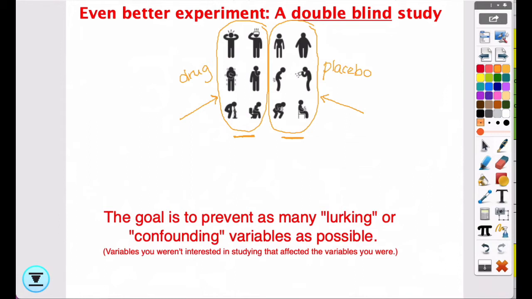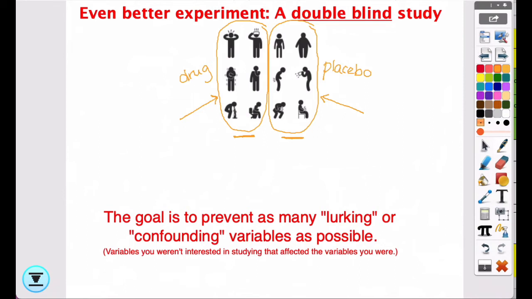Your goal here is to prevent as many lurking and confounding variables as possible. Like I said, a lurking variable is something that maybe played into your results that you weren't even aware of. Like when I talked about my stress level, maybe that could be the doctor's stress level in a drug trial. That would be a variable that I maybe wasn't studying, but could have had an effect on the outcome.